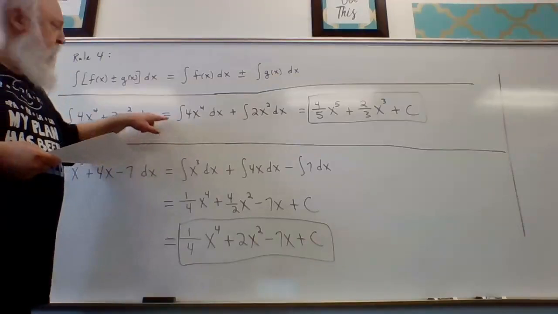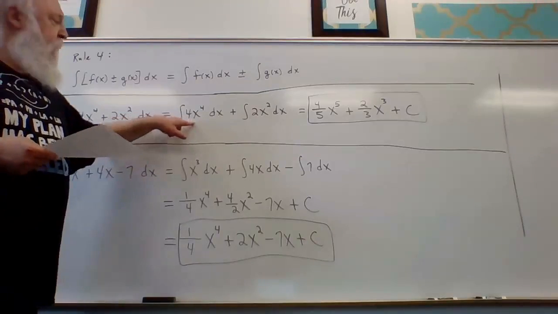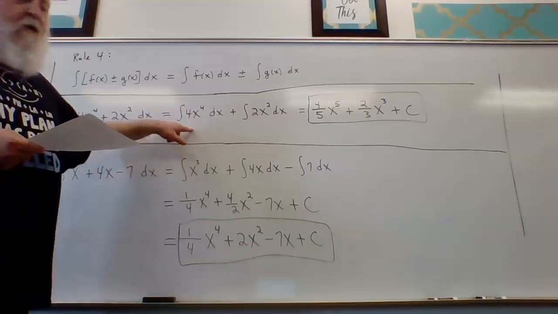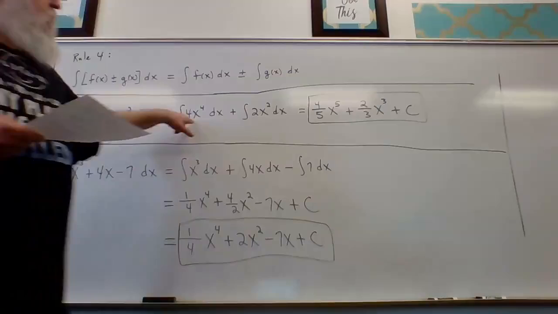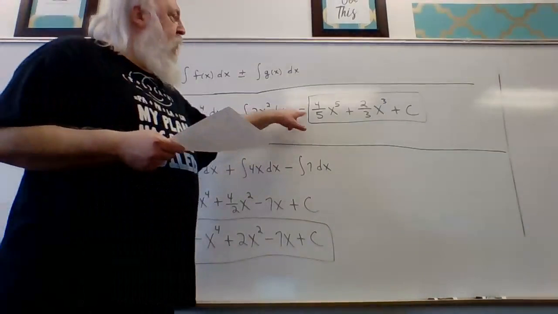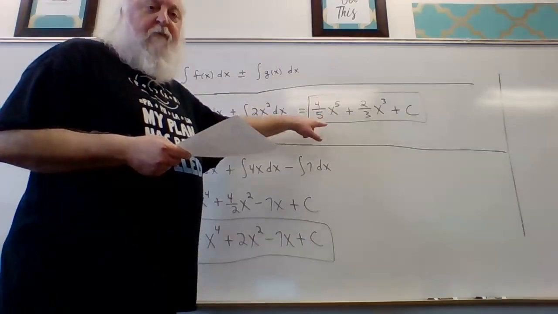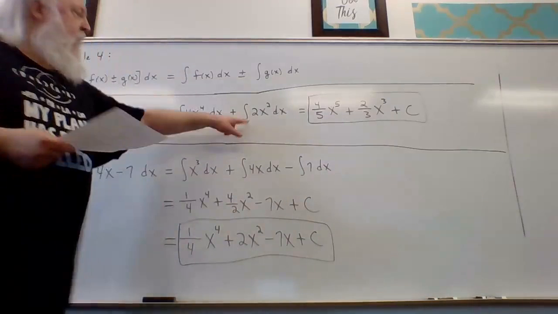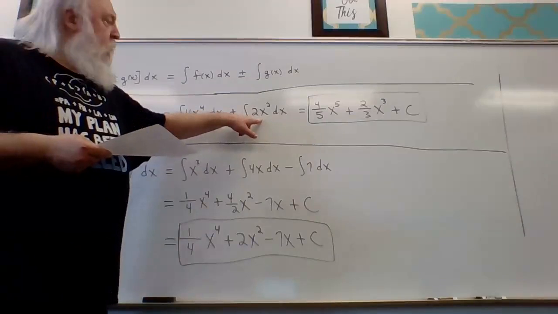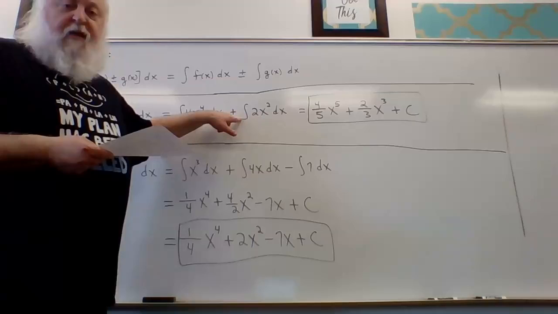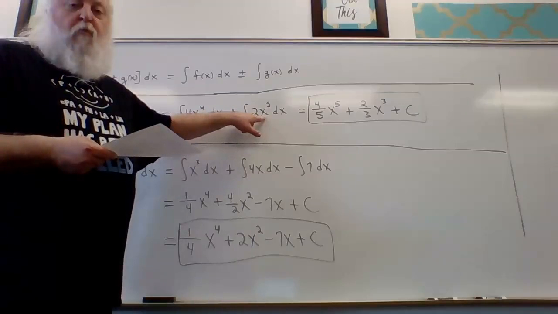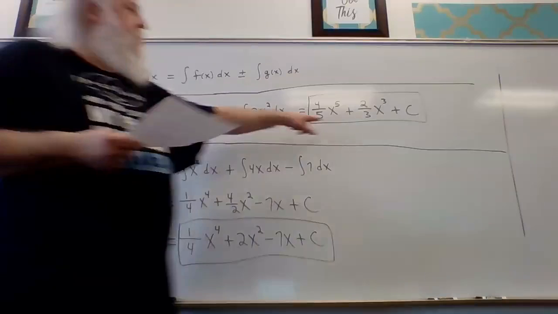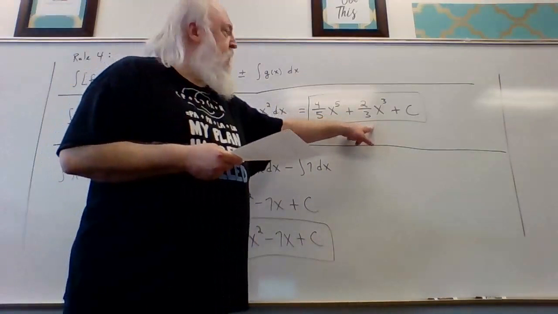4 is a multiplicative constant. We bring it out front of the integral sign, and then we find the antiderivative of x to the fourth, which is x to the fifth divided by 5. And so the antiderivative of 4 times x to the fourth is 4 times x to the fifth over 5, which simplifies to 4/5 times x to the fifth. The antiderivative of 2x squared, right? Again, I can bring the 2 out front of the integral sign. And the antiderivative of x squared is x cubed over 3. And 2 times x cubed over 3 is equal to 2/3 times x cubed.